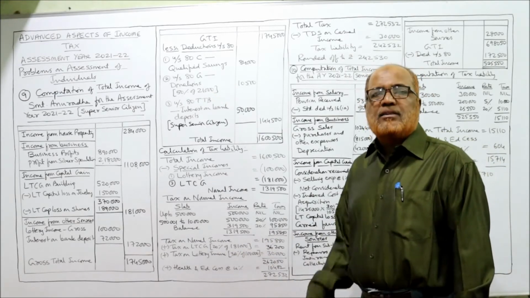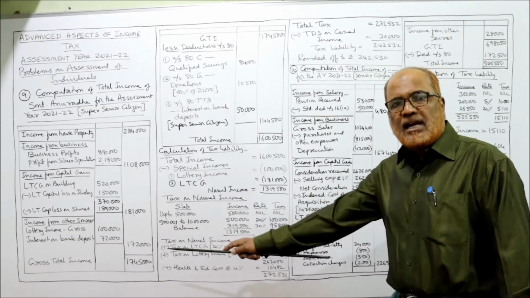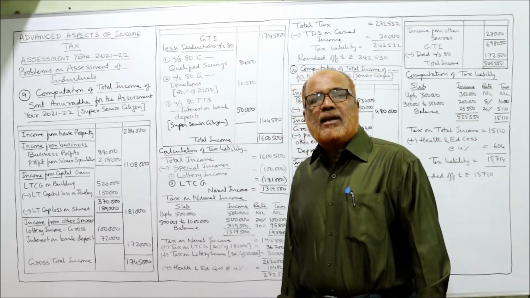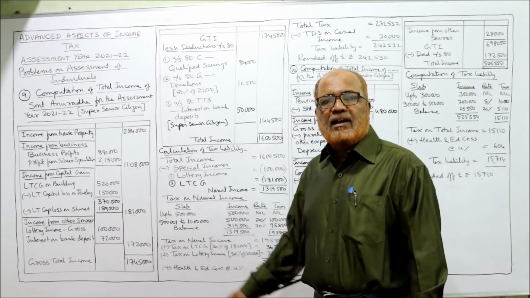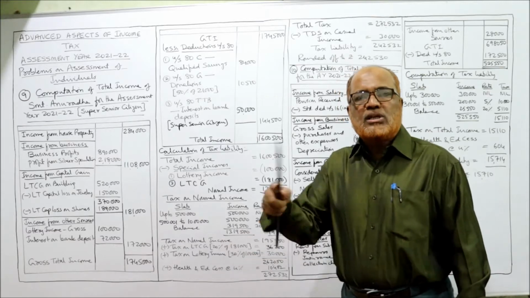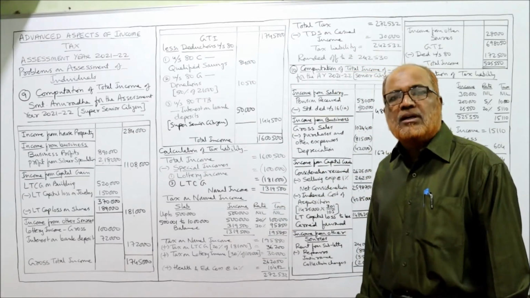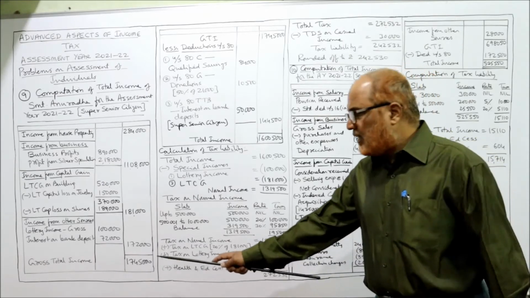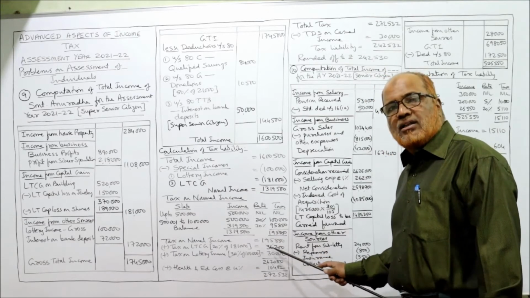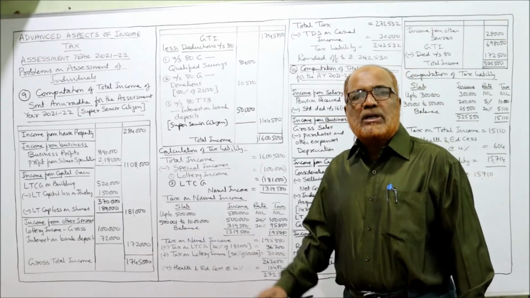To this we add the tax on LTCG at 20%. How much is the LTCG? Here we have calculated 1 lakh 81,000, long-term capital gain on sale of building. 20% of 1 lakh 81,000, 36,200. To this we add tax on casual income, winning from lottery, 30% flat. So how much is the winning from lottery? 1 lakh. So 30% of 1 lakh is 30,000. Take the total. Total comes to 2 lakh 62,050. This is the total tax.